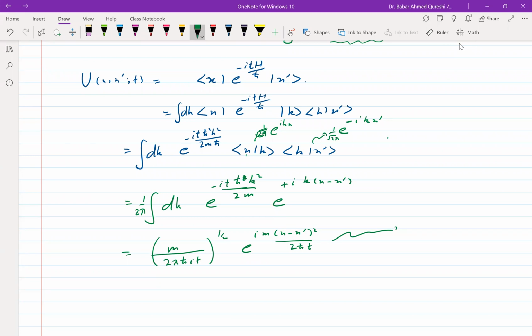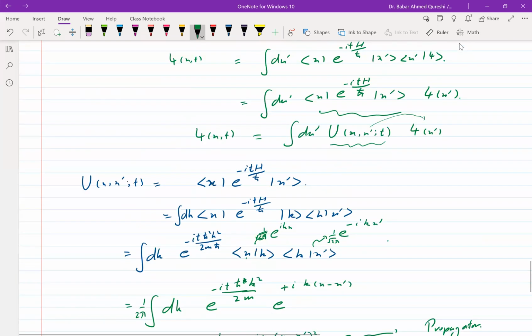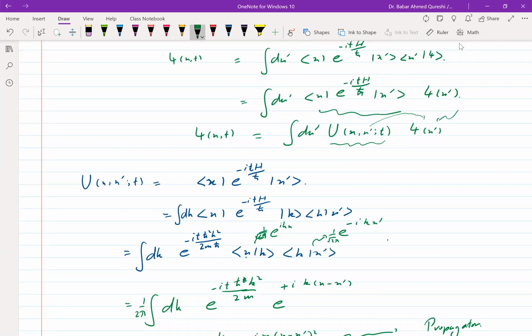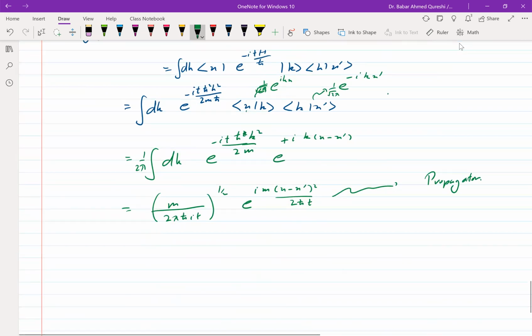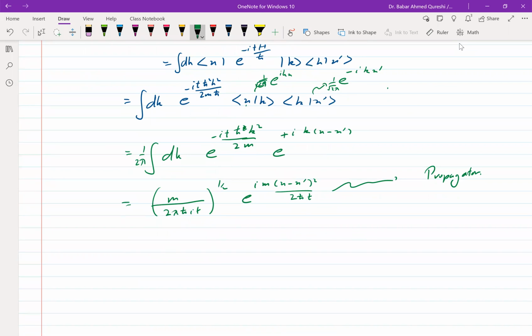This position space representation of the evolution operator for a free particle is also called the propagator. Propagator in the sense that it takes your function at time equal to 0, and when you integrate it with this propagator, it leaves it at time t. And if you want, you can derive it, not hard to argue.